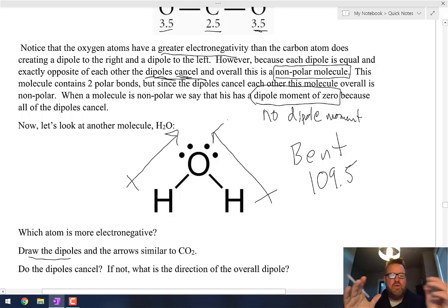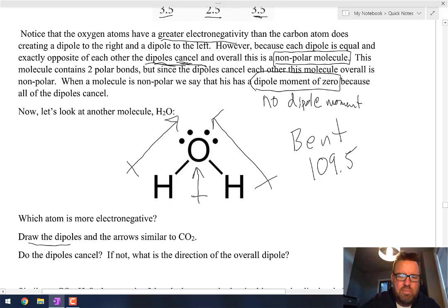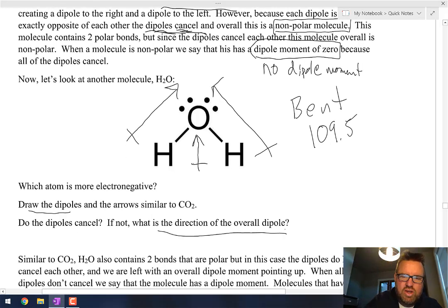Okay? And if we average those two out, you could do it below the oxygen or above it, but basically if you combine those two together, we have an overall dipole that is pointing up. Okay? So what is the direction of the overall dipole? It's right there.